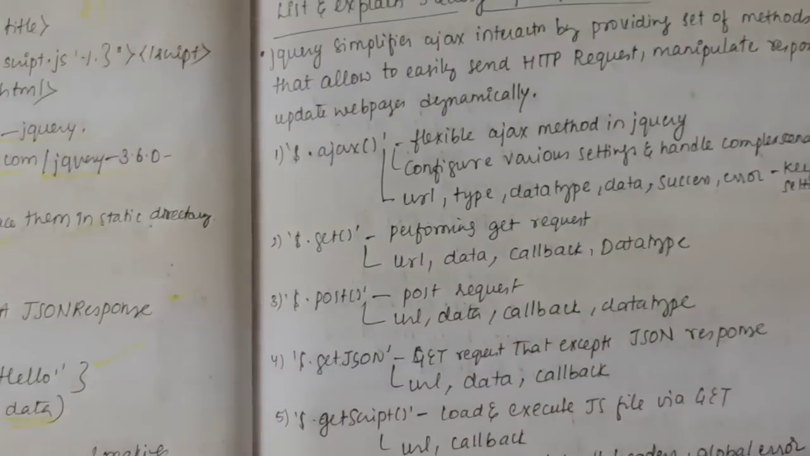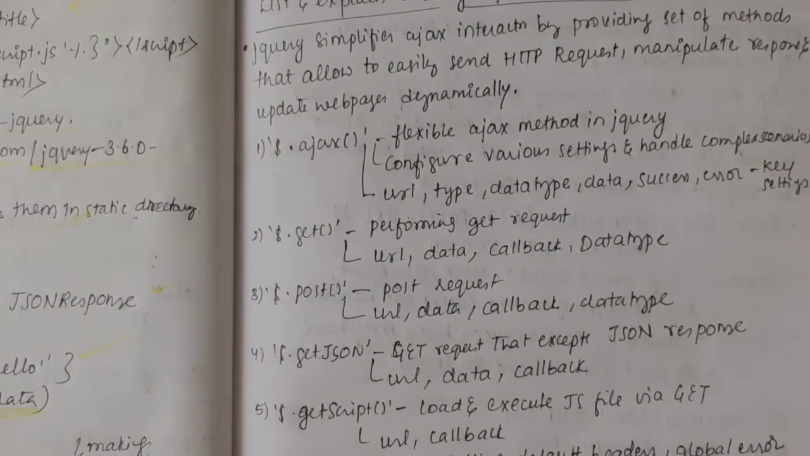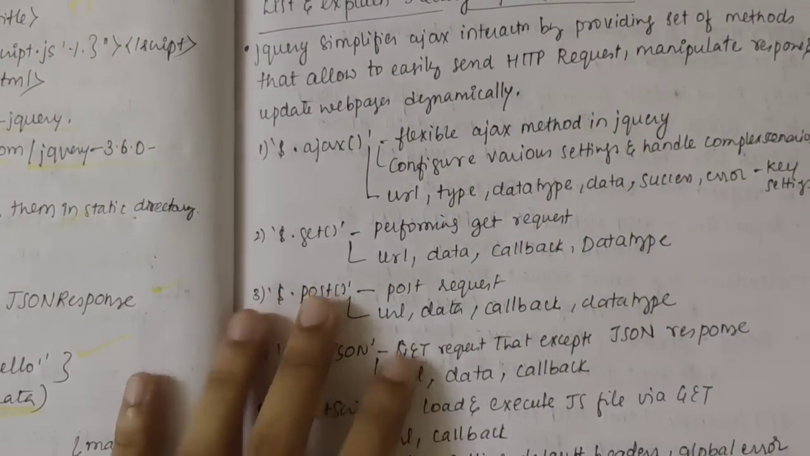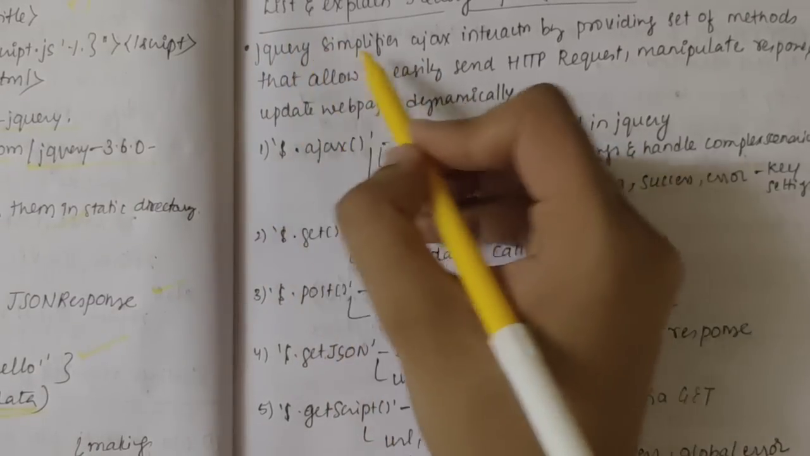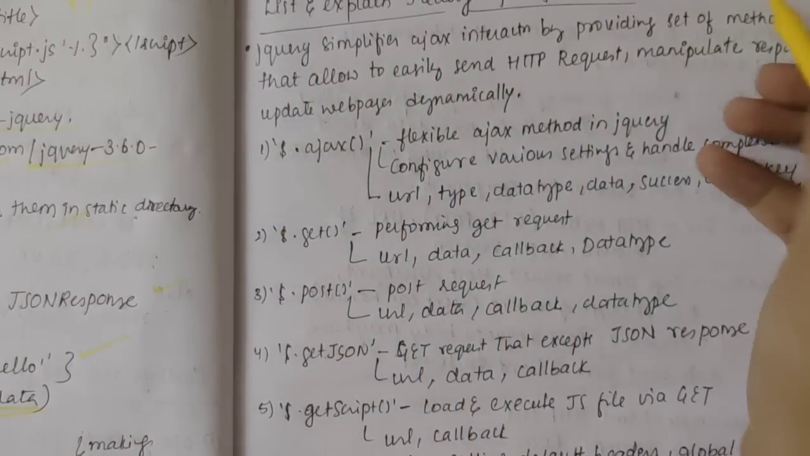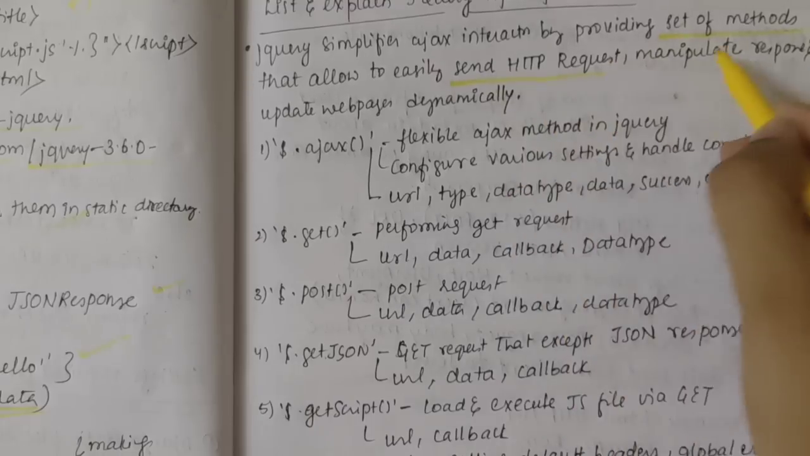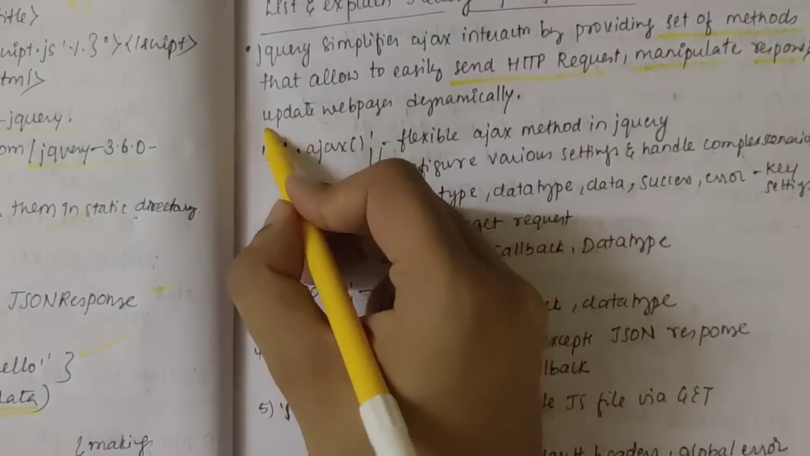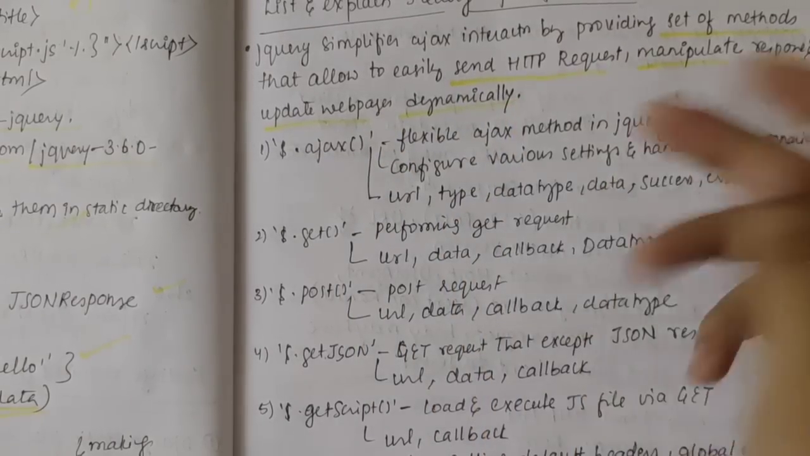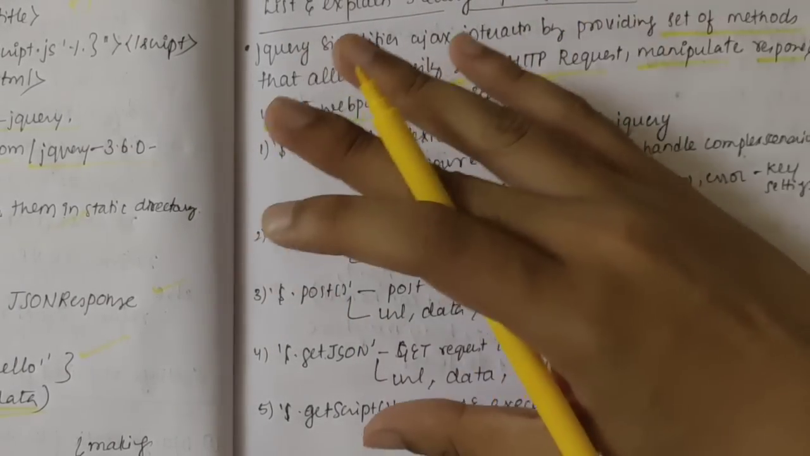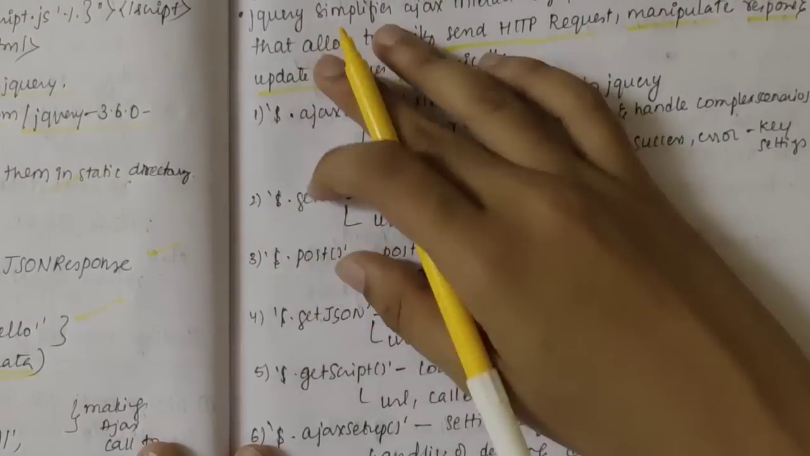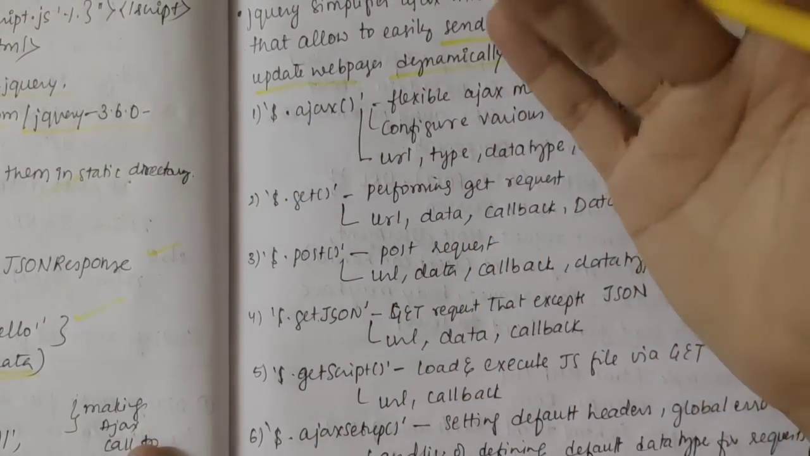Further we have: list and explain jQuery Ajax functionalities. So explaining these, firstly, jQuery simplifies Ajax interaction by providing a set of methods that allow you to easily send HTTP requests, manipulate responses, and update web pages dynamically. So we have understood what jQuery is in the previous topic, right? So these are the facilities which are provided by jQuery.